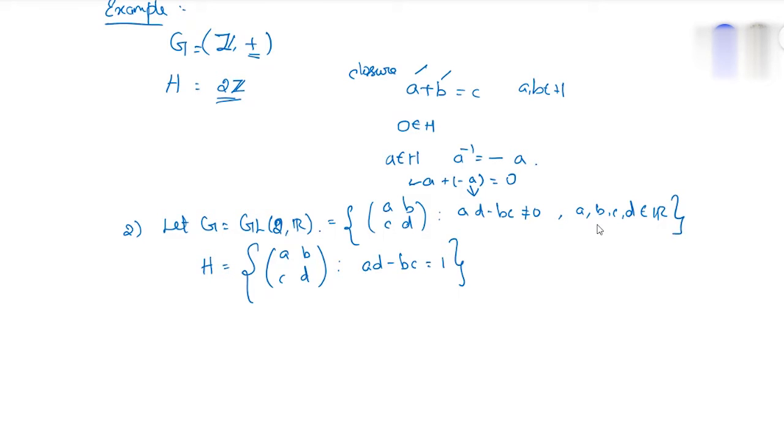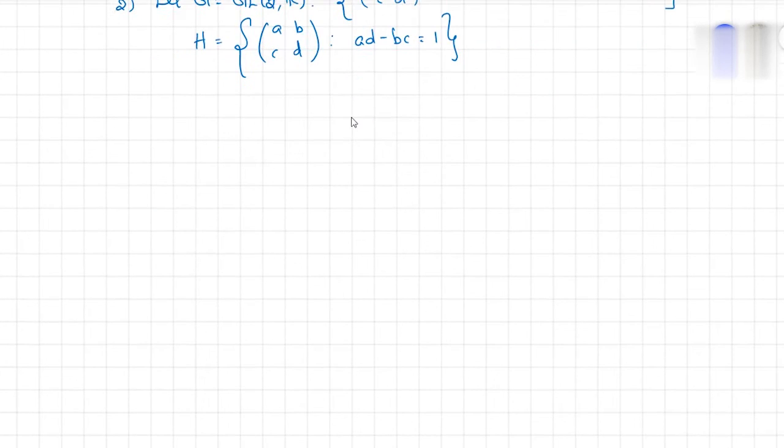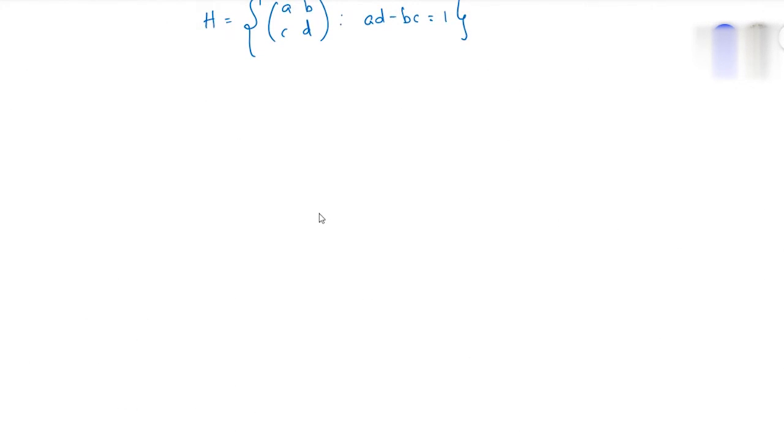Then H is simply GL2(R) with a condition imposed, that the determinant should be equal to 1. That's H, and H forms a subgroup of G. Please check all 4 conditions, and definitely it will satisfy them. Now, coming to the next topic, the following lemma. I will just prove it.